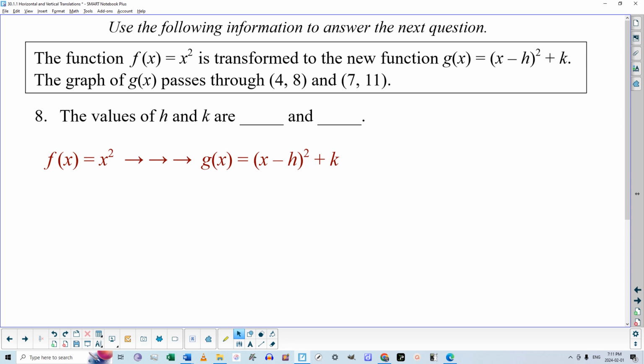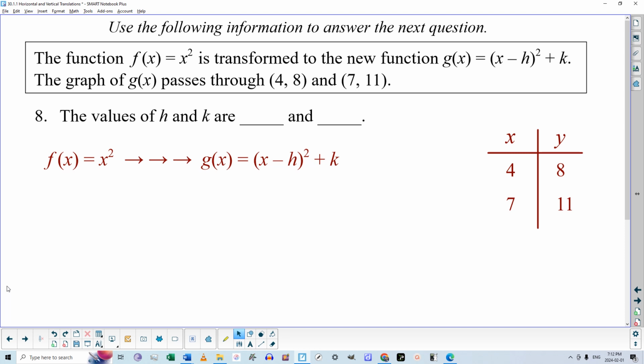Question 8 tells you that you have a function, f of x equals x squared, and it's transformed into a new function. In other words, f of x is an original function, and it's transformed into the new function g of x is equal to x minus h quantity squared plus k. And you're also told, and this is the pertinent information, that this new function passes through (4, 8) and (7, 11). The most important part of that is understanding that it means when x is equal to 4, y is equal to 8.